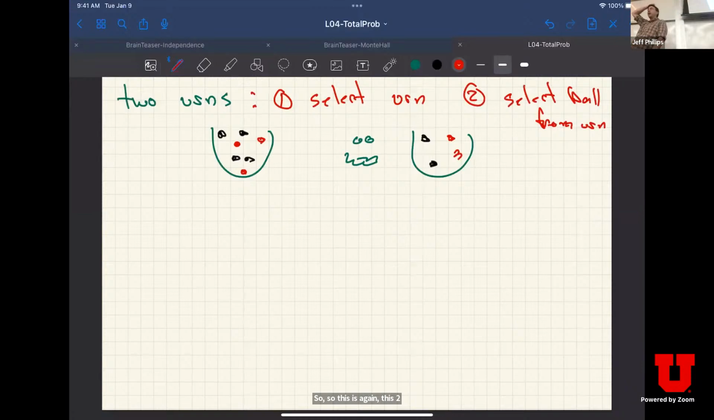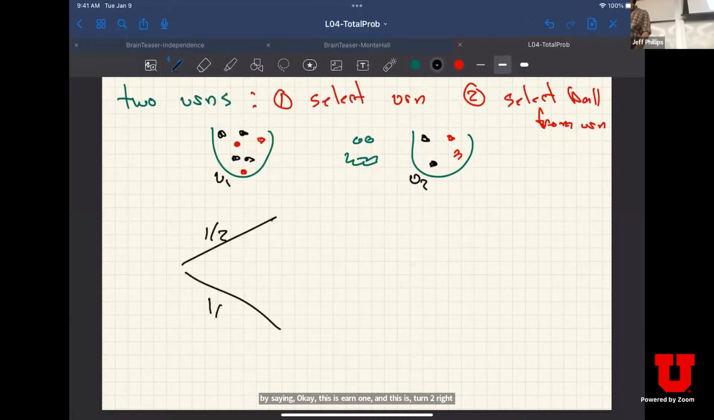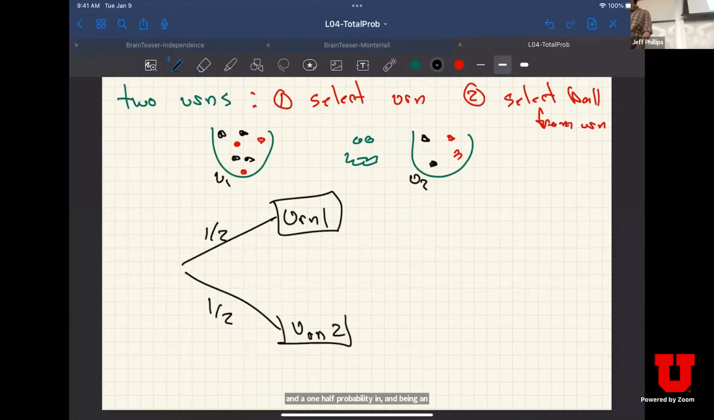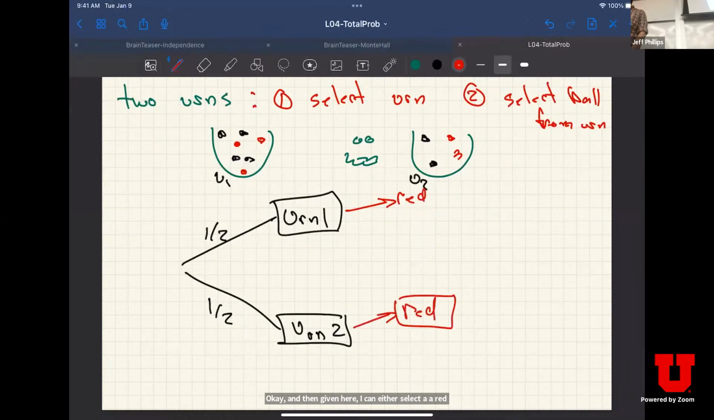We've analyzed this before, and we could solve it by saying this is urn 1 and this is urn 2. There's a 1/2 probability of being in urn 1 and a 1/2 probability of being in urn 2. Then, given the urn, I can either select a red ball or a black ball.